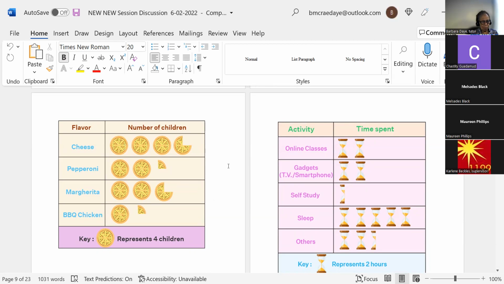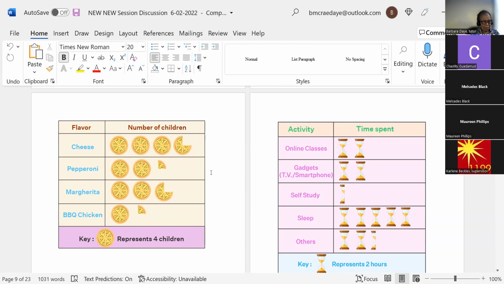Each of these symbols represents 4 children. And how many do you have? 3, 4, 5. That's not a whole symbol. That's like a fourth is taken out. So that represents really 3 children, right? So 4 is 12, and 3 is 15. That's right.